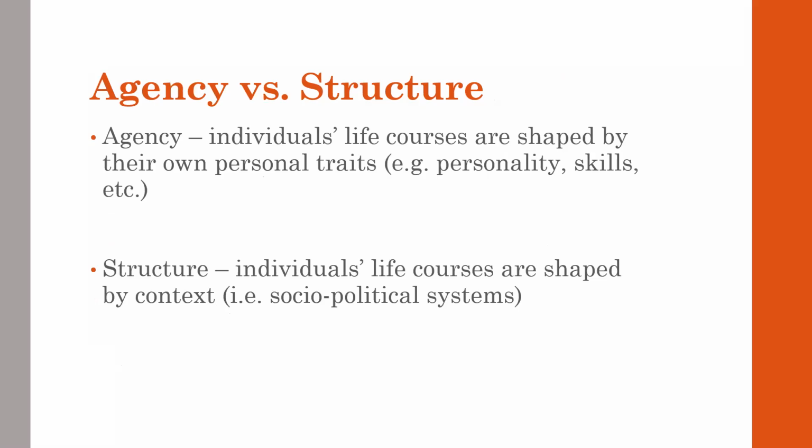Let's talk about agency versus structure. Agency is individuals' life courses shaped by their own personal traits: personality, skills, behavior. In the US, we tend to have a culture that is based around agency. We firmly believe that individuals can do whatever they want; if you have the drive, you can do whatever you want. However, structure is the flip side, where we think about individuals' life courses being shaped by context. It's a bit like nature versus nurture, though slightly different. Structure is about how individuals' socio-political status or systems shape their life courses: class, race, gender, those sorts of things.